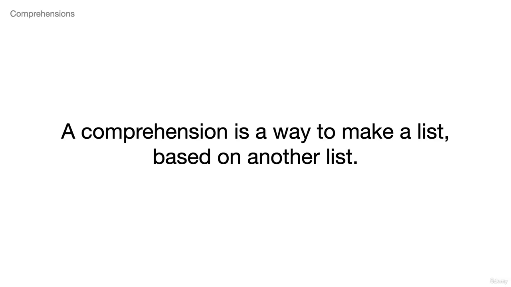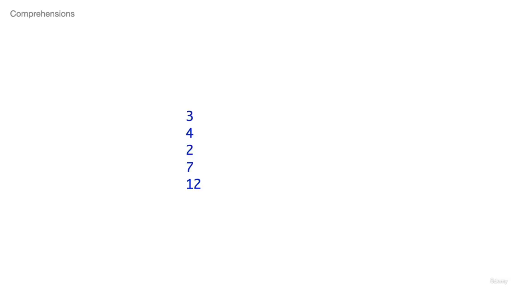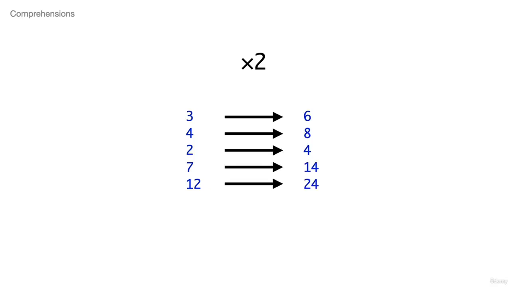Let me give you an example. Here is a list of 5 numbers. I want to create a new list where each number is doubled. Here is the new list. Notice the old list and the new list both have 5 elements. Since you have already worked with lists, you have all the knowledge to implement an algorithm that should work in pretty much any programming language. Let me show you.